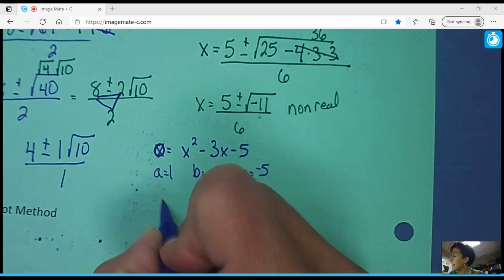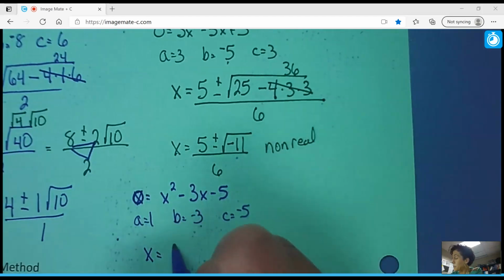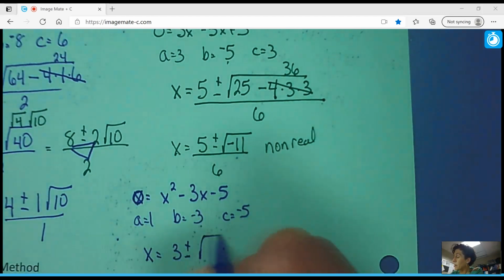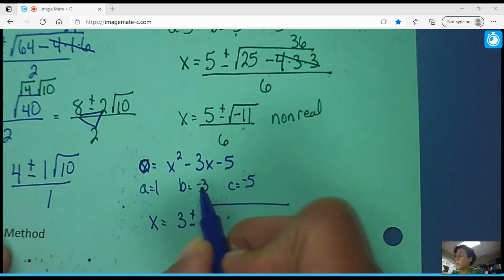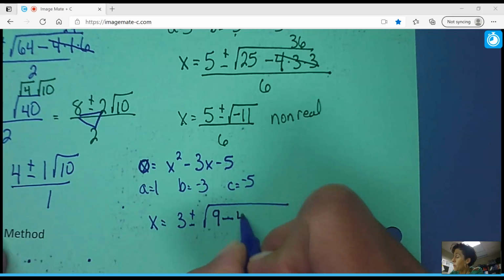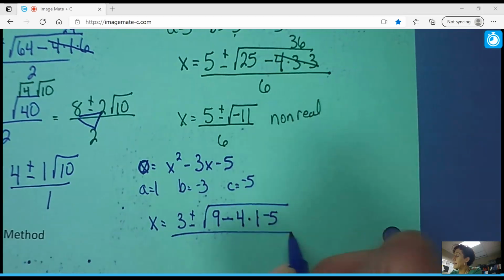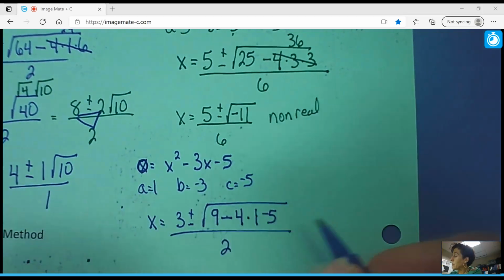And now we're going to do x equals, again, opposite of b, so 3 is written down, plus or minus our square root. And then we take b and square it, so -3 and -3 multiplied is 9, minus 4 times a times c, and then all of that's over 2 times a, so a 2.